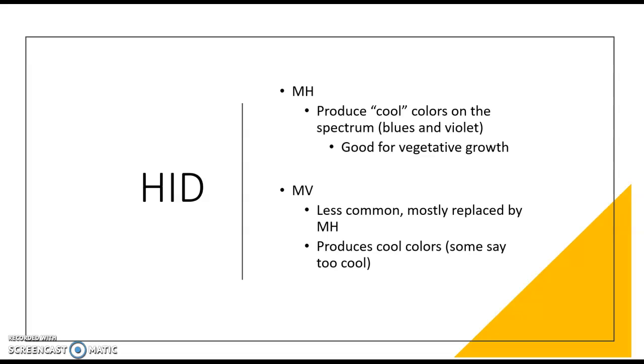So I'm going to talk about metal halides and mercury vapor together here. Metal halides are replacing the mercury vapor. These produce more cool colors on the spectrum. So blue tones and violet tones, great for vegetative growth. And you can switch out, of course, different types of light during different growth phases if you have those resources. So this would definitely be better for the earlier parts of the plant's life. The mercury vapor, less common, very similar to the metal halide.